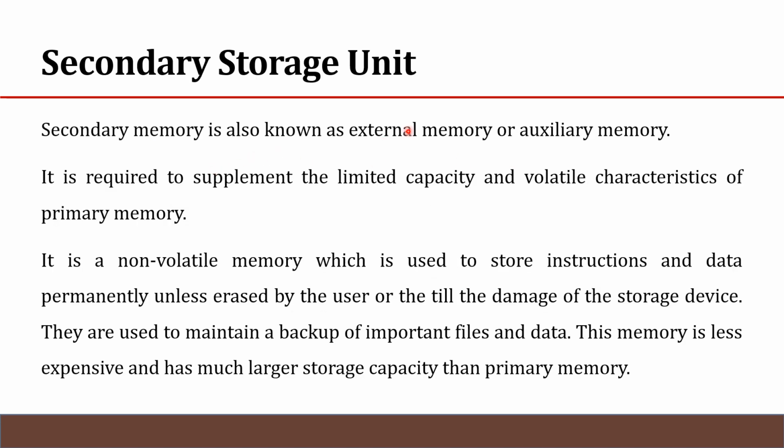Secondary memory is also known as external memory or auxiliary memory. And this memory is required to supplement the limited capacity and volatile characteristics of primary memory. So this secondary storage memory is a non-volatile memory which is used to store the data and instructions permanently unless erased by the user or till the damage of the storage device happens. They are used to maintain a backup of important files and data. This memory is less expensive and has much larger storage capacity compared to primary memory.